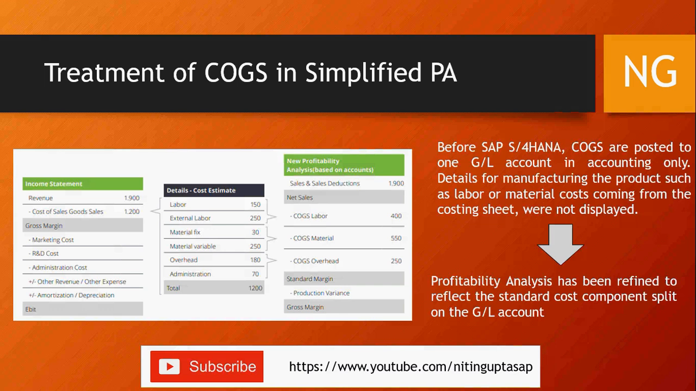In simplified profitability analysis, there are new things, like COGS. Before S/4HANA, COGS were posted to one GL in accounting, and then the details were available in cost estimates. On the left-hand side, you have an income statement where cost of goods sold is 1200, and the breakup of the 1200 is available in the cost estimate. But now in the new profitability analysis, you have COGS labor, COGS material, and COGS overhead, posted at GL level. You can run the report for GL and see COGS labor 400, COGS material 550, COGS overhead 250. So you have that visibility at the GL level now, which was not available before, when it was just 1200. Profitability analysis has been refined to reflect the standard cost component split in the GL account. So that is changed now.